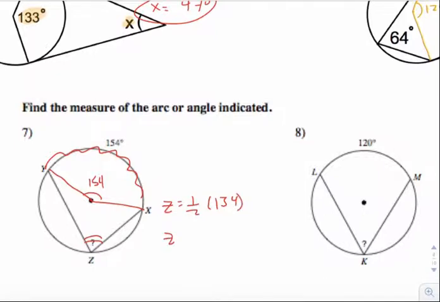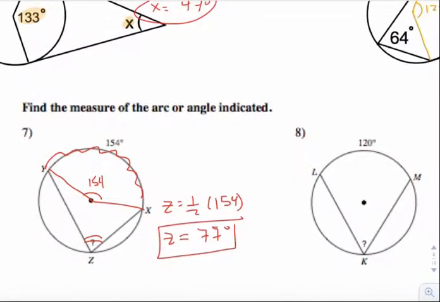Looks like a 30. Okay, so z is equal to, let's see, it's equal to half. So that'd be, what, 77 degrees? Yeah, 77 degrees.